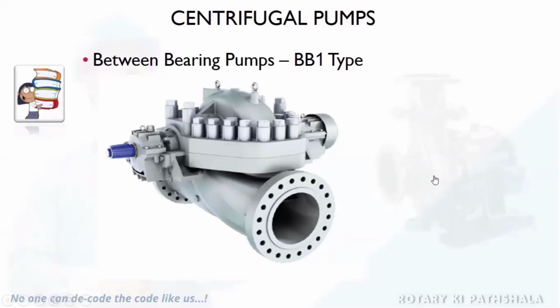Now why is it called between bearing? Because the impeller inside this casing, which is mounted on the shaft, is supported by two bearings. This is one bearing and this is the other bearing. So configuration-wise, it is a between bearing pump because the impeller is mounted on the shaft inside this casing between the bearings. This pump has its own advantage and its own limitation.